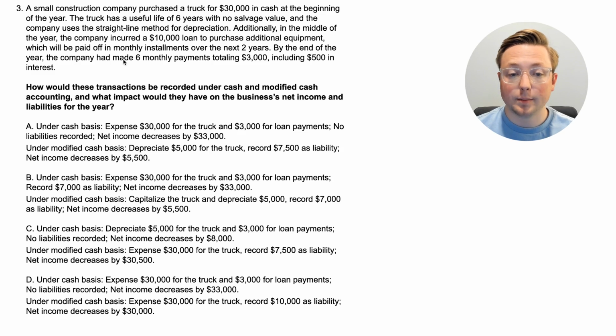By the end of the year, the company had made 6 monthly payments totaling $3,000, including $500 in interest. So that $500 is included in this $3,000. So again, with all that information, how are these going to be recorded under cash and modified cash? And what is their impact going to be under cash and modified cash?